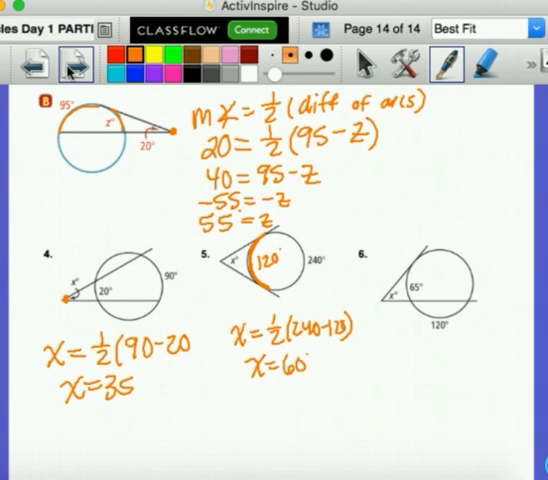Try the last one on your own and then come back to check. Again, we're going to use the fact that a full 360 is all the way around the circle, so subtracting the two arcs we already have tells me that this is 175. So my angle, since it has an external vertex outside of the circle, is half the difference of the two arcs, so 175 minus 65. Half of 175 minus 65 is 55 degrees.